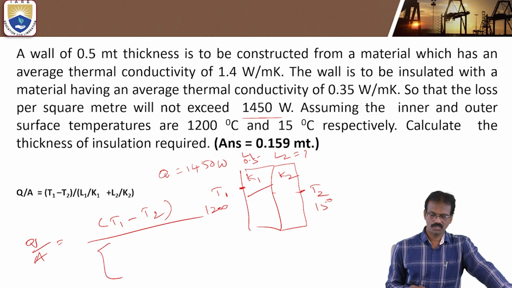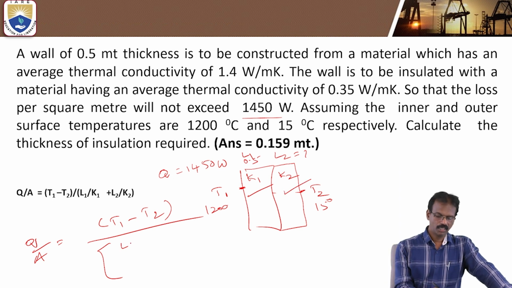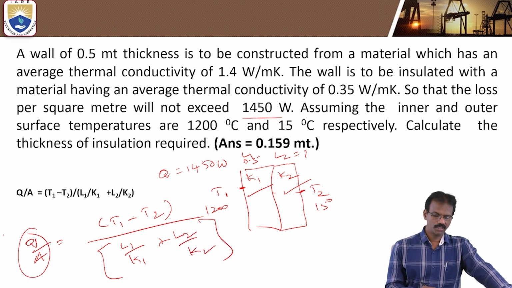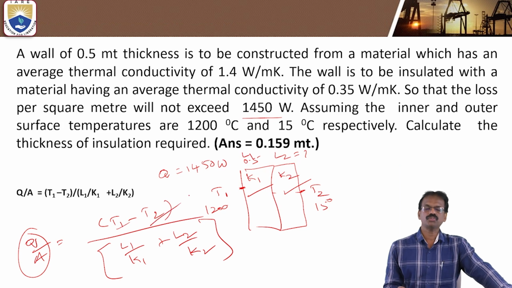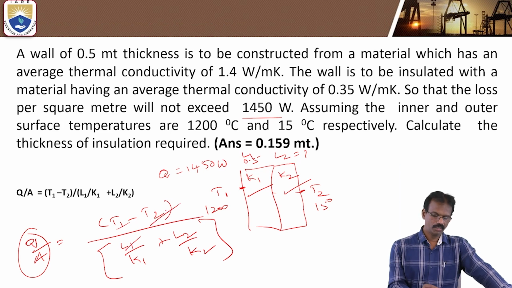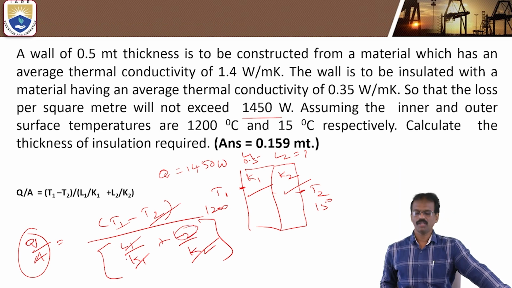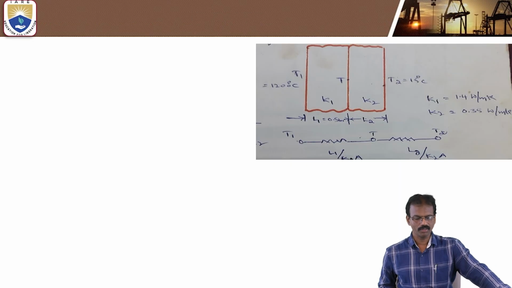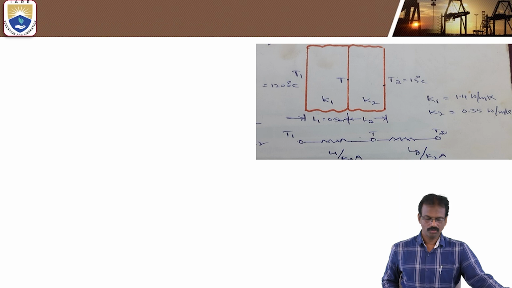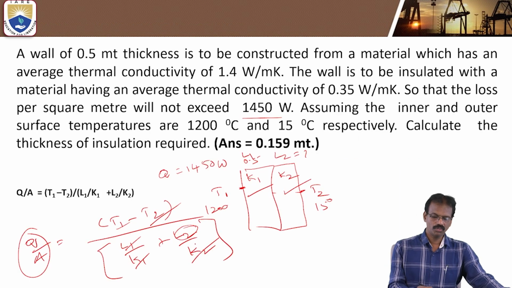Thermal resistance of the first plate wall, next the thermal resistance of the insulating materials. That is the L1 by K1 and the L2 by K2. Okay. So here this value has been given, T1 you know, T2 also given, L1 given, K1 given, K2 given, L2 you have to find out. Okay, here you can find out like this. So by substituting all the values here, then you can find out the L2.